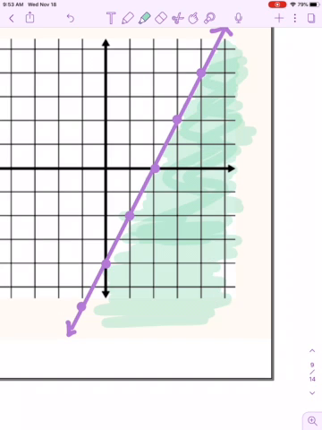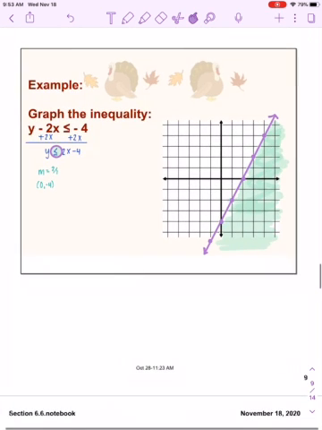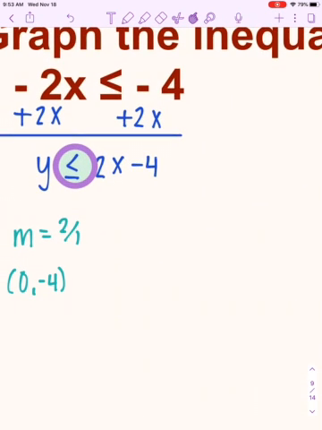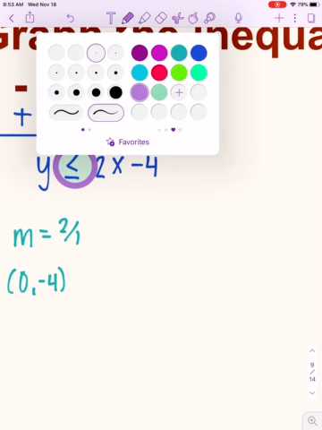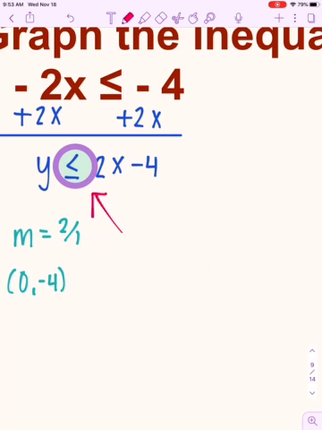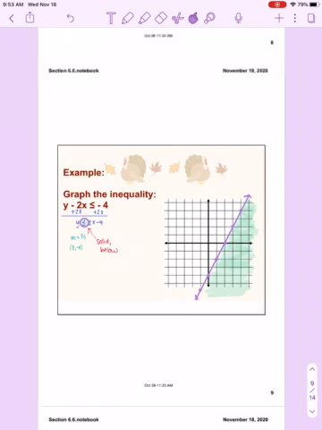Because it's less than. Okay? So all the underneath we shaded, and then we're done. So it's solid because of the line underneath, and we went below. Okay, so this told us solid and below.